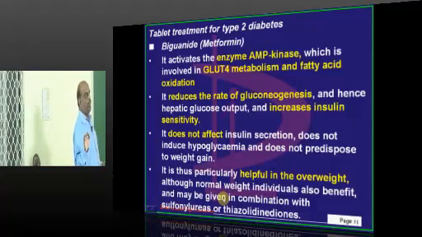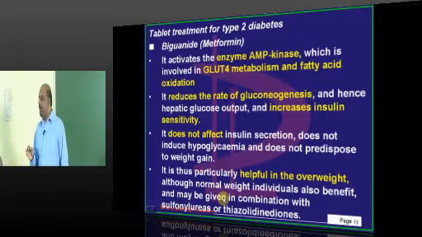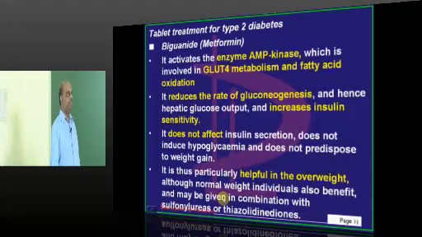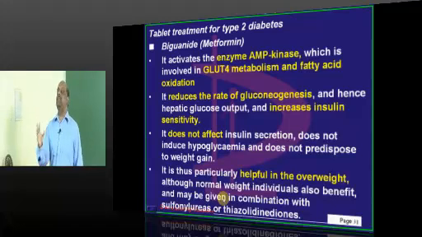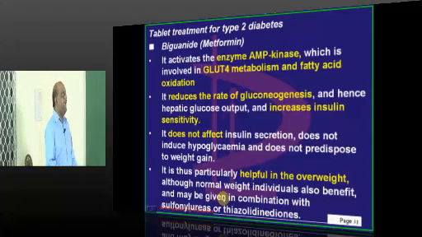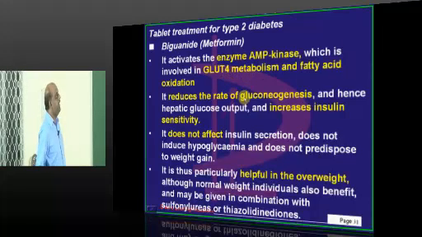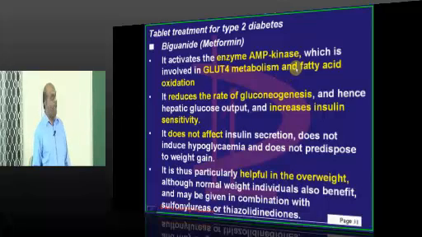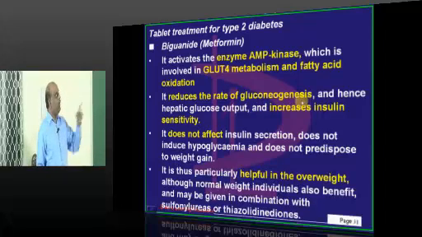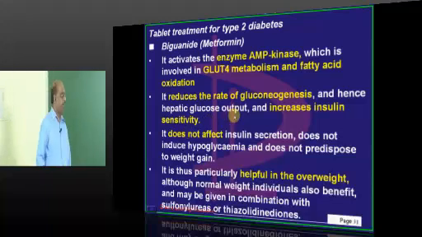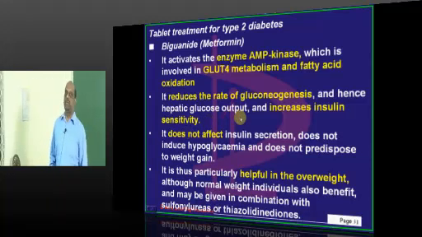So, the first in the group you need to remember among the tablets is metformin, which is an example of a biguanide. How do biguanides basically act, doctor? They activate the enzyme AMP kinase, which is involved in GLUT4 metabolism and fatty acid oxidation. It reduces the rate of gluconeogenesis and reduces glucose output by the liver, and it will increase the insulin sensitivity in the peripheral tissues.